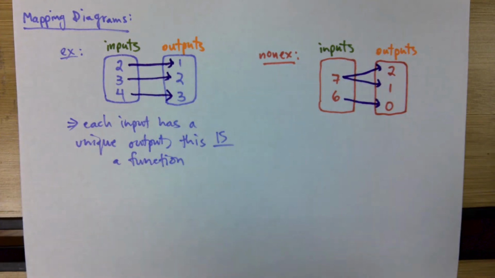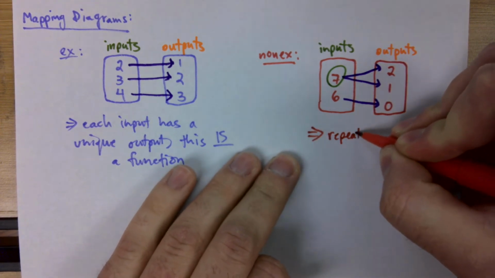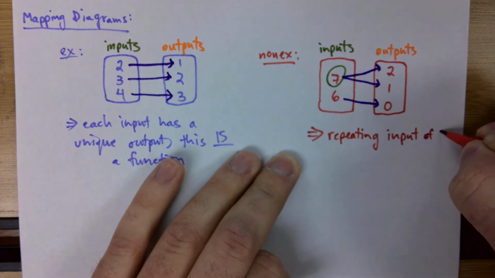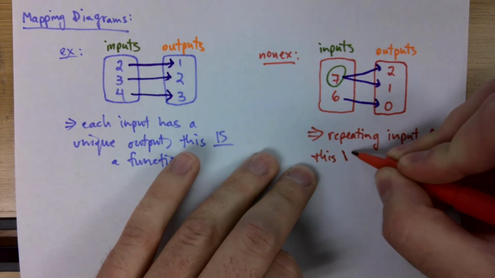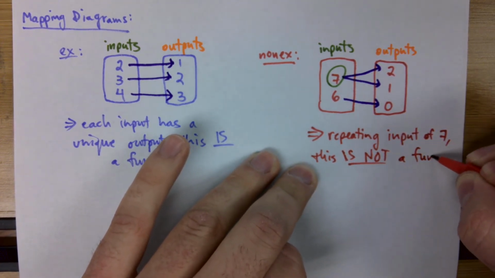Let's see, we can say that this input is the one that's repeating. So we've got a repeating input of 7. Therefore, this is not a function.